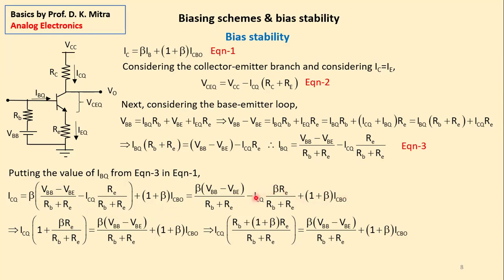So here is the ICQ factor, we take it to the left hand side. So ICQ into 1 plus beta RE by RB plus RE is equal to, on the right hand side, I have beta multiplied by this factor plus 1 plus beta ICBO. From here we get ICQ multiplied by, we make this simplification, is equal to this and this.